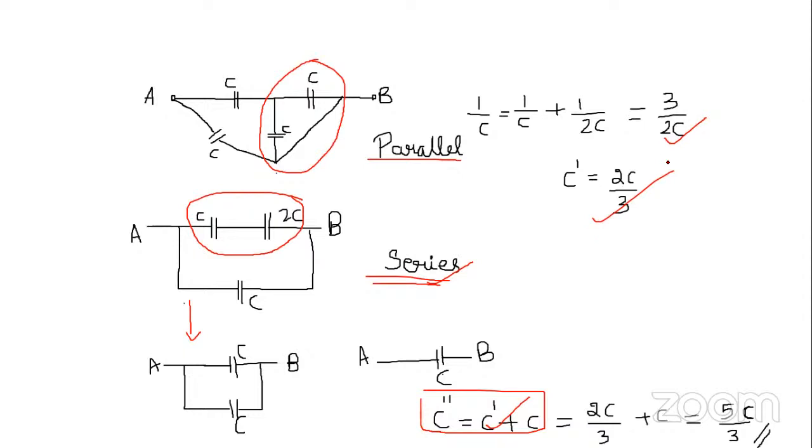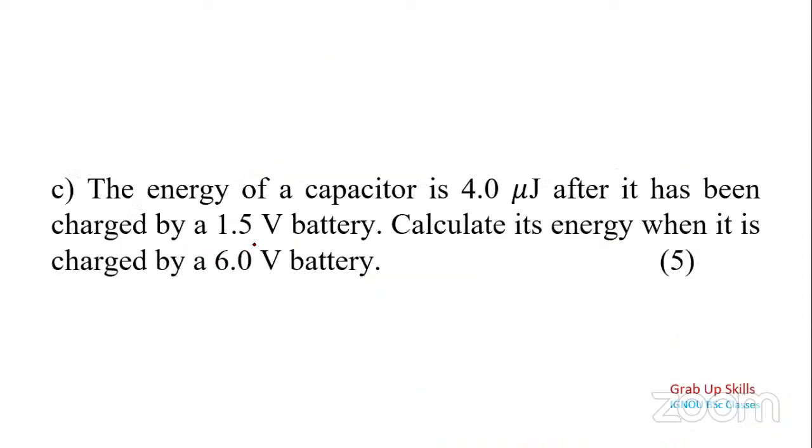So what is the value? 2C by 3 plus C. Substitute the value for C dash plus C. So what is the value that we would be getting? That is 5C by 3. Therefore the total capacitance would be 5C by 3, right? Yes. Moving on to the next question.